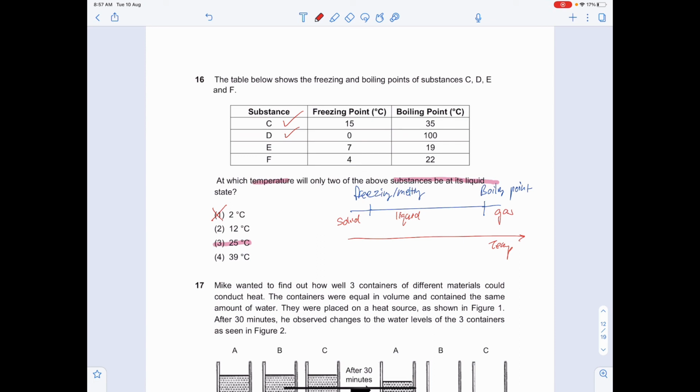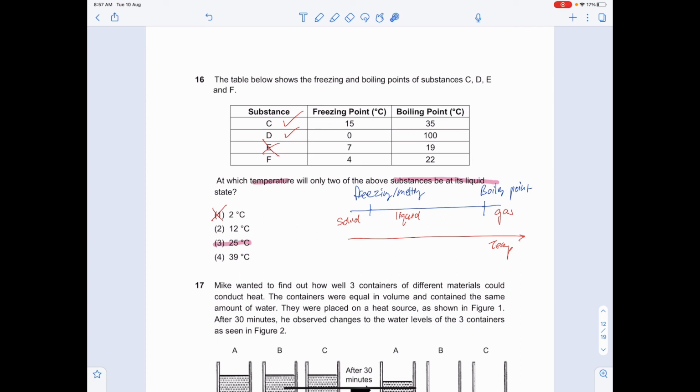Now let's take a look at E. Now in E, okay, so what happens is E, the freezing point is at 7. Okay, 2 is actually before the freezing or melting point, so therefore it is still a solid. So answer is no, it cannot be a liquid.